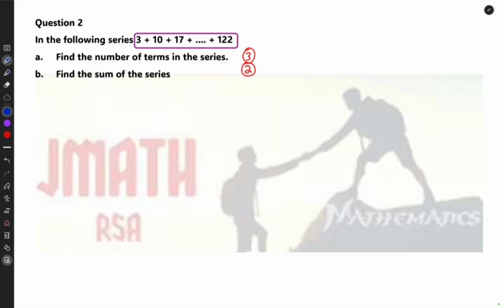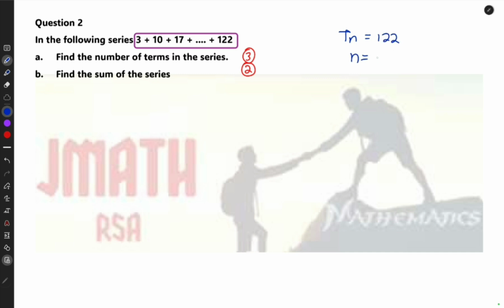Question 2. In the following series, 3, 10, 17, dots, 122, find the number of terms in the series. Okay, so this is one of those little bit more tricky sums that I was talking about, and I want you to please, the moment you see those 3 little dots there, immediately think of the Tn formula. So if I don't know what n is, but I know what the value of the last one is, I first need to do Tn before I can do Sn. So let's make a little list. Like I said, if you see the dots, I know I'm going to do a Tn formula first.